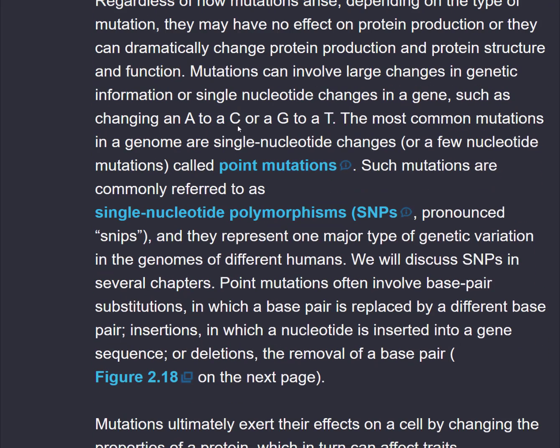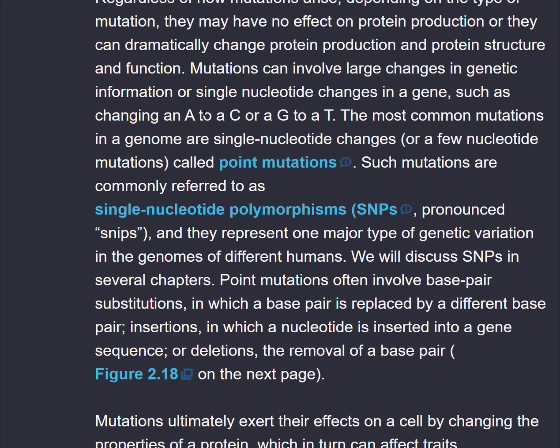Point mutations. A single base change in DNA sequence. Again, that's a point mutation.